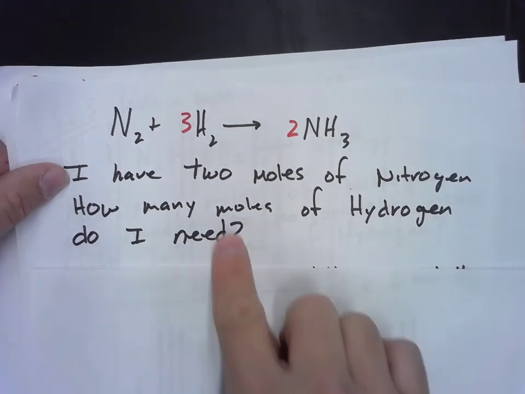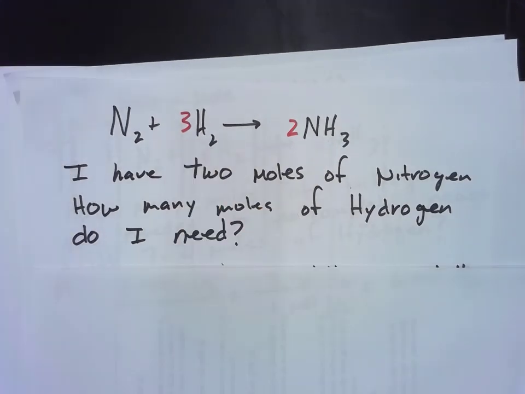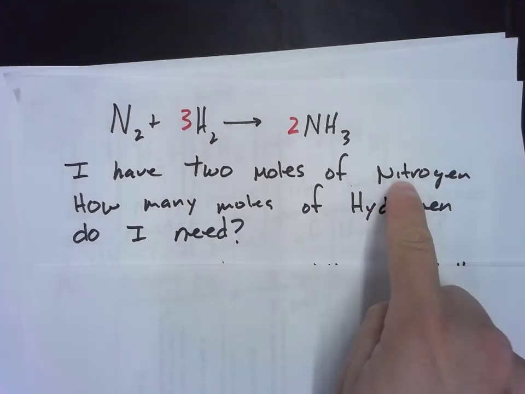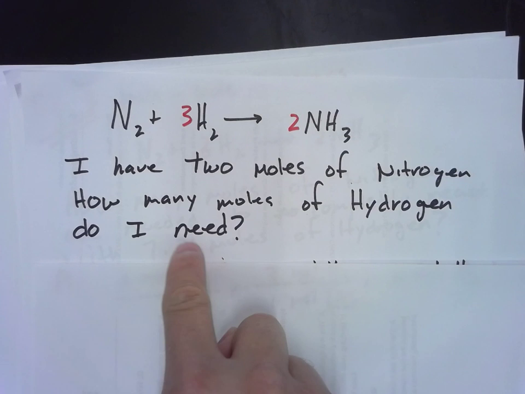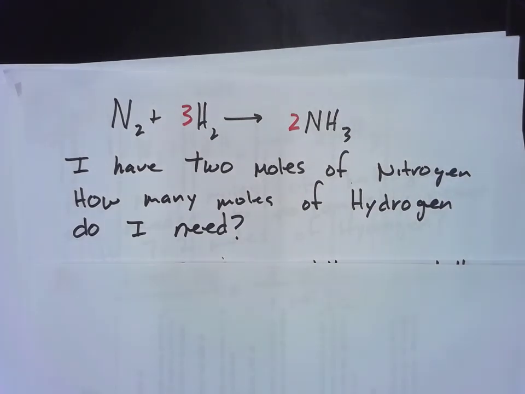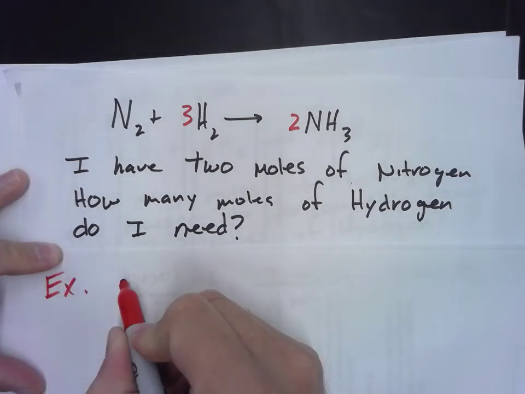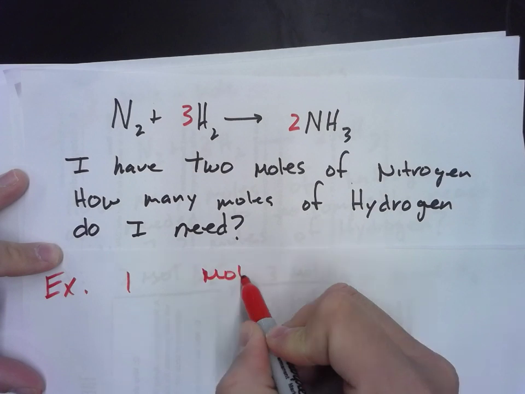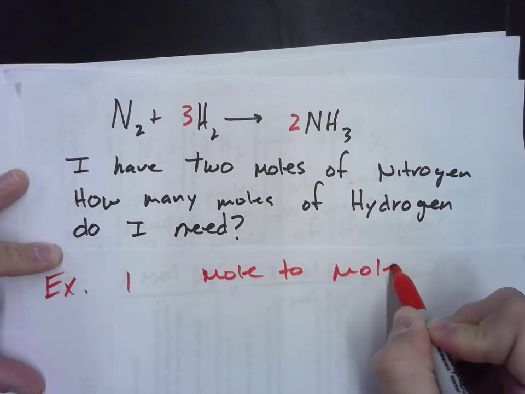And we can ask the same type of questions. We can say, I have 2 moles of nitrogen. How many moles of hydrogen do I need? And this is a mole-to-mole problem. This is example 1, mole-to-mole. I have 2 moles of nitrogen. How many moles of hydrogen do I need?